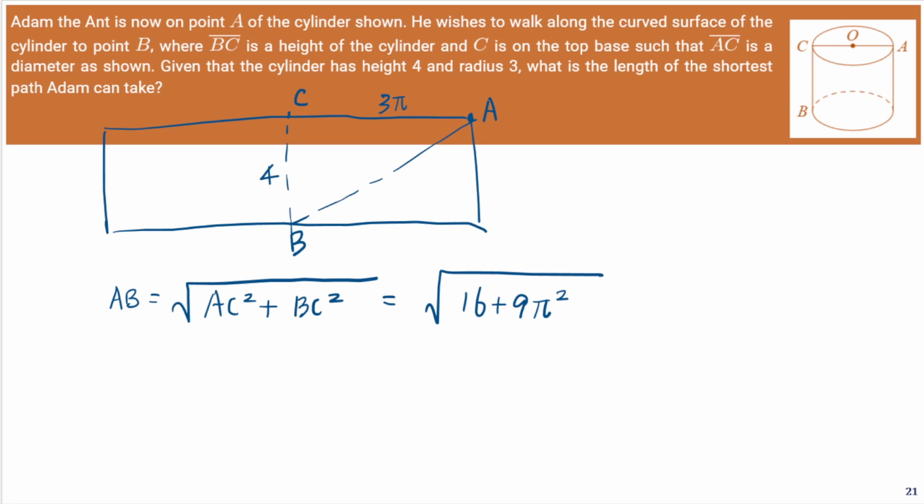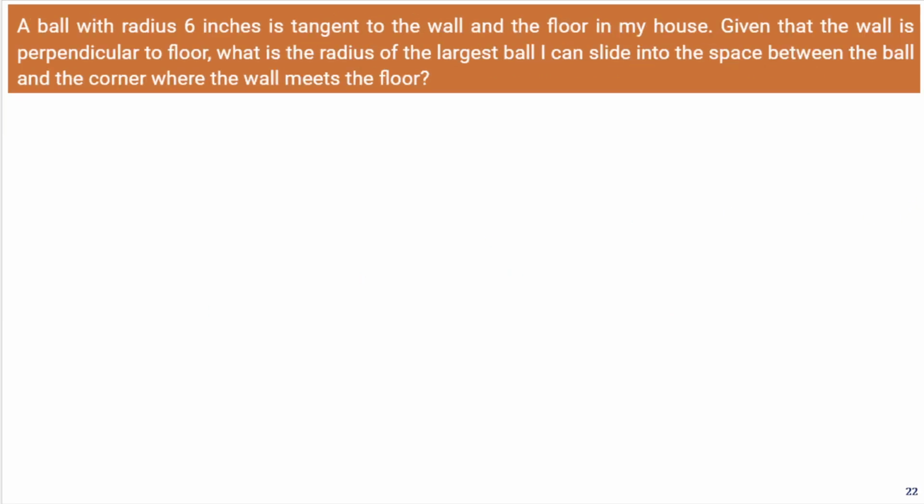Okay, now let's consider another problem which is more complex. A ball with radius 6 inches is tangent to the wall and the floor in my house. Given that the wall is perpendicular to the floor, what is the radius of the largest ball I can slide into the space between the ball and the corner where the wall meets the floor?